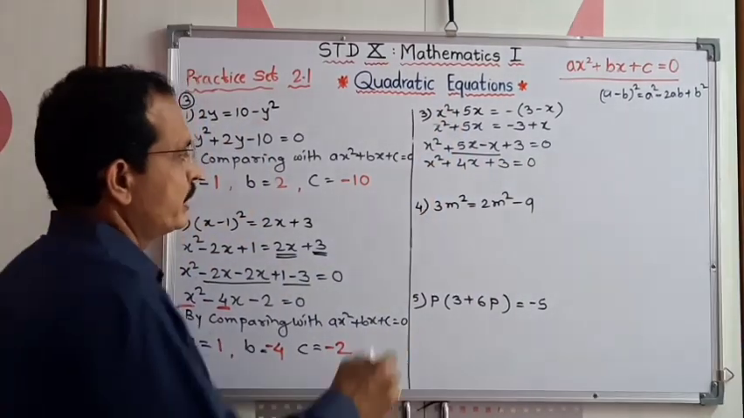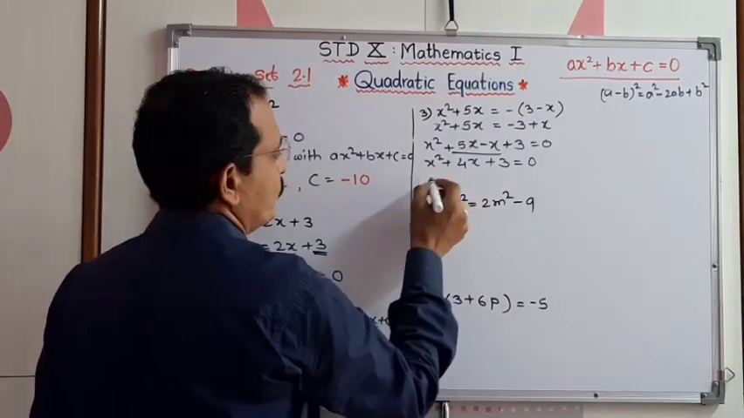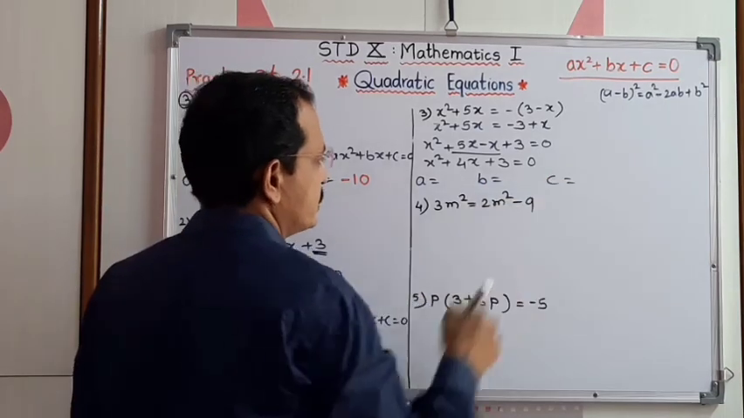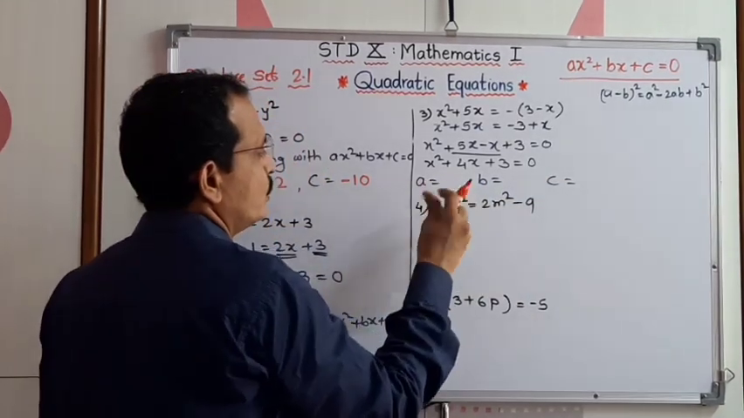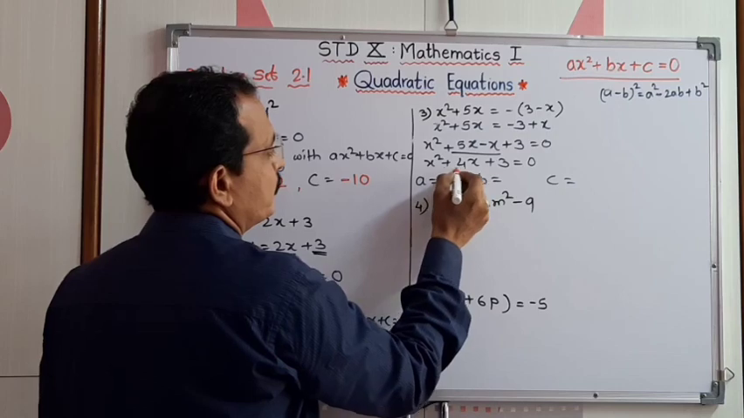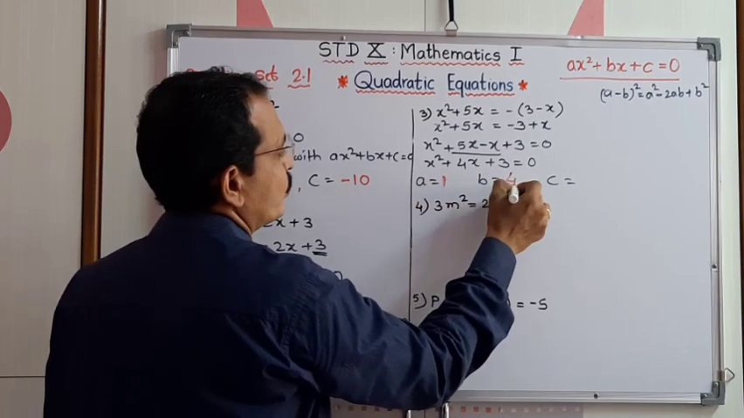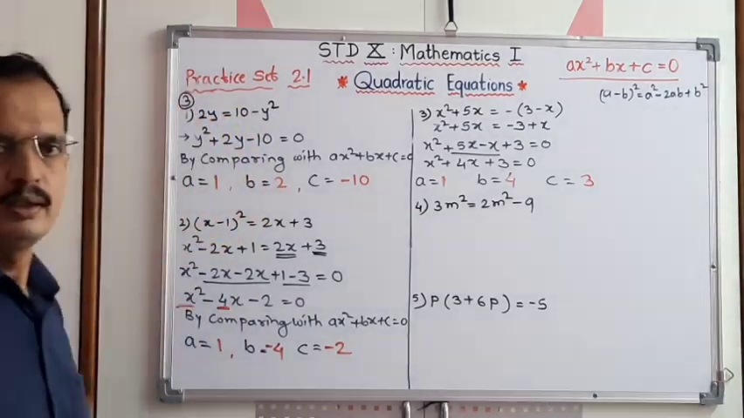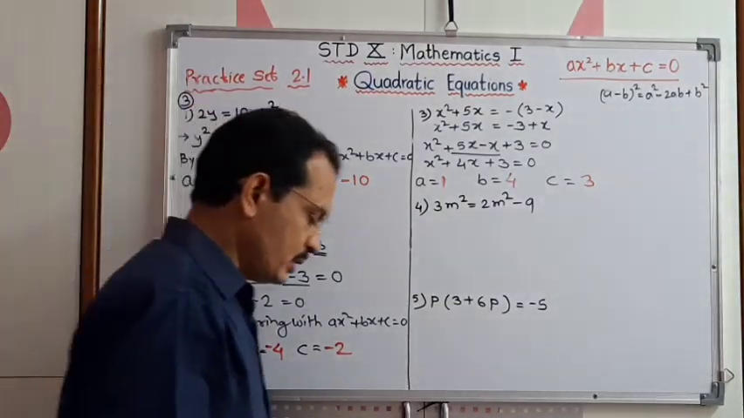Now by comparing with standard form, we get a is equal to, b is equal to, and c is equal to. A is equal to 1, b is equal to 4, and c is equal to 3. Now start with the next one.